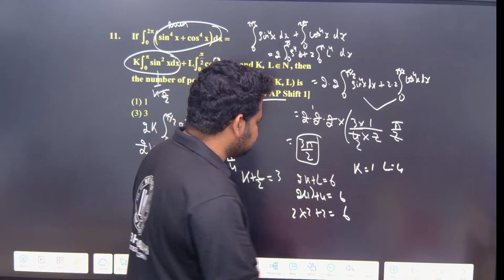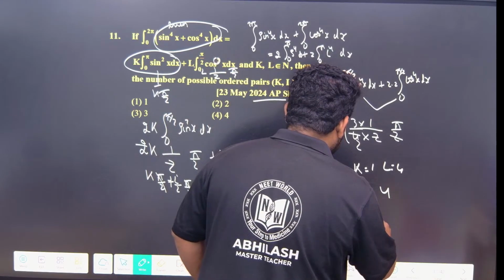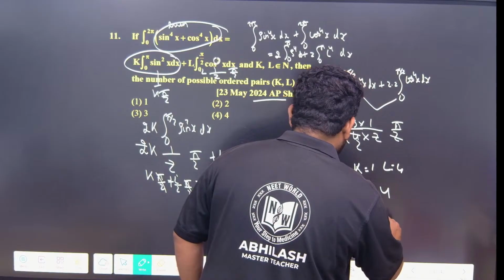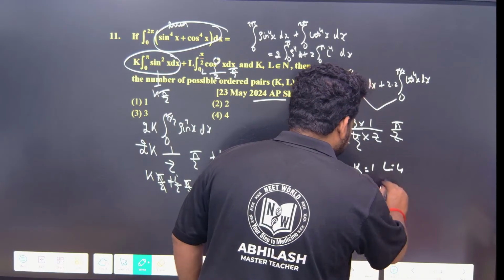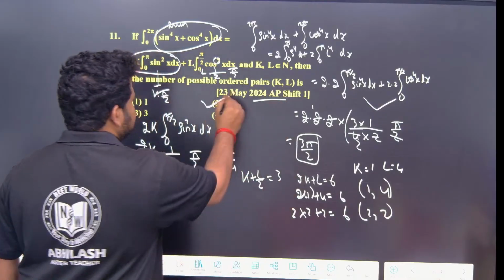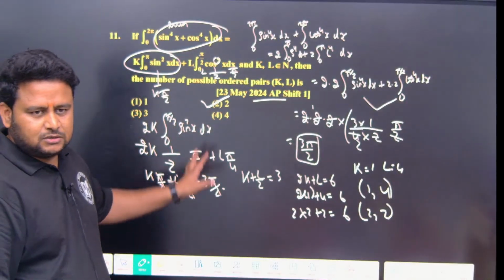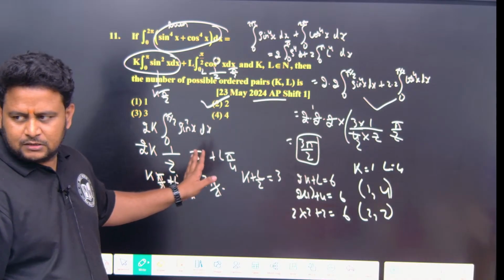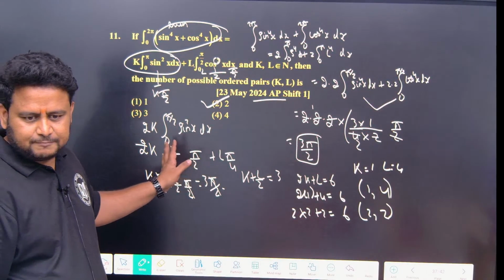So, how many pairs are possible? 1 comma 4, another one is 2 comma 2. So, only 2 pairs. How many such ordered pairs K comma L are possible? Only 2 pairs. Understood? How many pairs? 2 pairs. Understood, Bhavani? Harsha? Understood everyone?